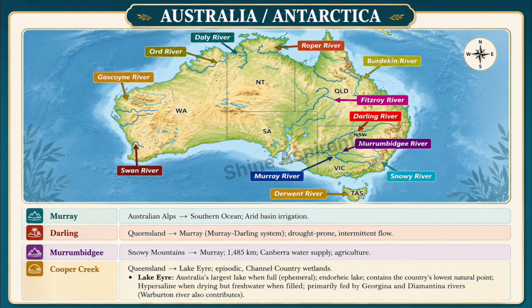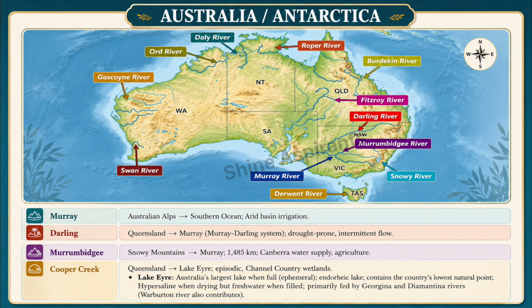Murrumbidgee River. Origin, Snowy Mountains. Murray. Key facts. 1,485 kilometers long. Canberra water supply and agriculture. Cooper Creek. Origin, Queensland, Lake Eyre. Key facts. Episodic flow, channel country wetlands.